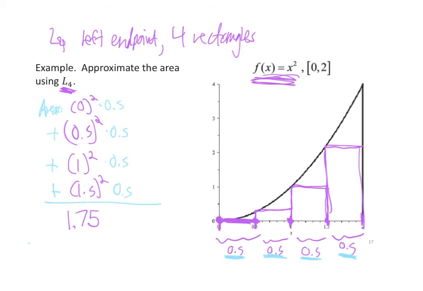So we know that the area under this curve is somewhere between 1.75 and 3.75, which is what we got for R4. And the reason we know that is because we know that R4 overestimates in this case and L4 underestimates in this case. I keep saying in this case, why? Because left doesn't always underestimate and right does not always overestimate.